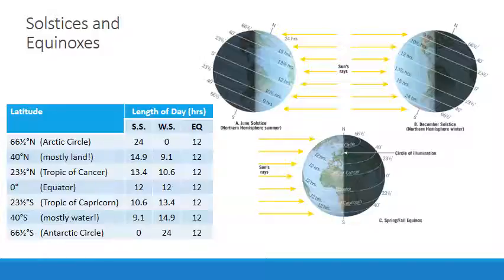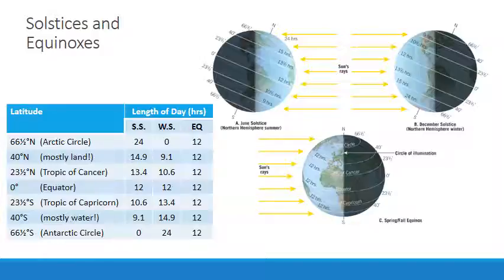The equinoxes occur midway between the two solstices, and that's the picture shown down here in figure C. The equinoxes are days when the vertical rays of the sun strike the equator, 0 degrees latitude, because Earth's position is such that its axis is tilted neither towards nor away from the sun.